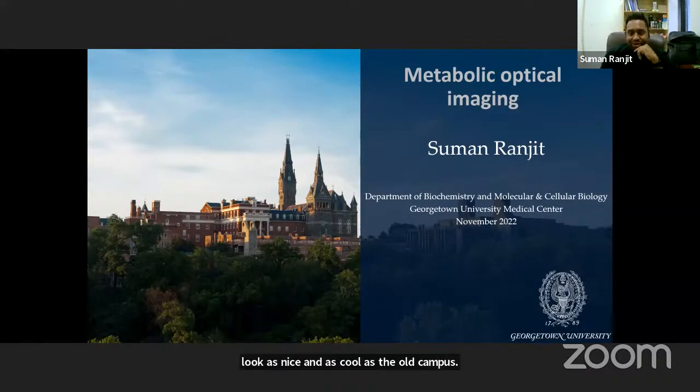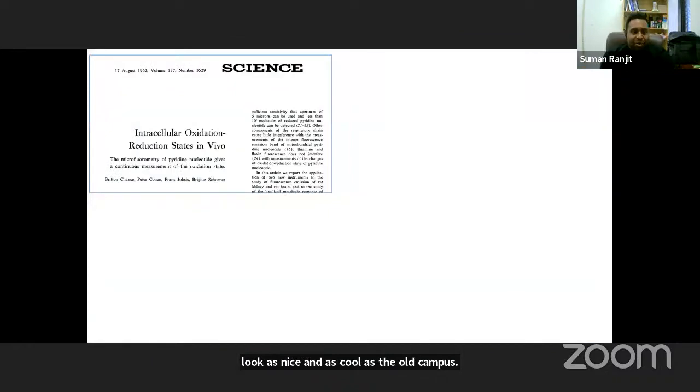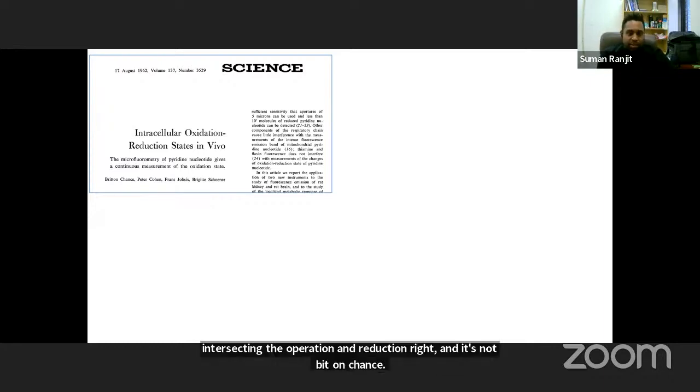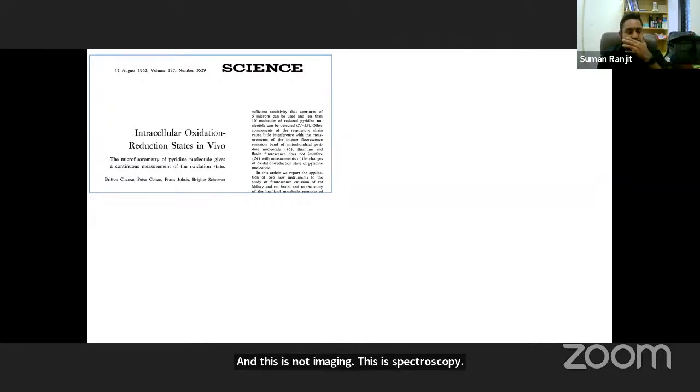So, okay, going down to, let me go back to 1962 and start talking about the first paper that started this field. The paper was "Intracellular oxidation and reduction stress in vivo" by Britton Chance. I think it's literally the paper that started our field. And this is not imaging, this is spectroscopy. We'll go from the spectroscopic aspects of it to the imaging aspects as we go along.